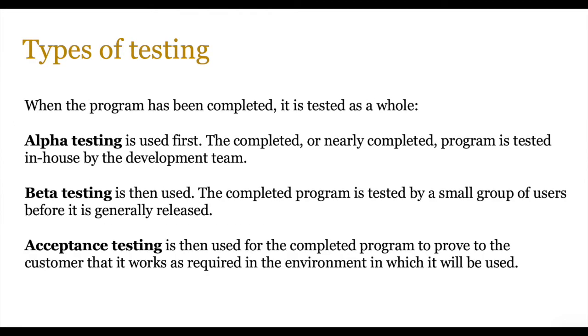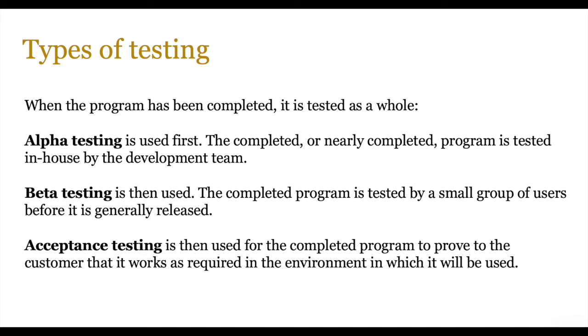So now you've finished off your program. The modules have been tested. You've got your integration testing going on. Stub testing was done. Everything works, hopefully. And at that point in time, you're going to go into alpha testing mode. In this one, the completed or nearly completed program is tested in-house by the development team. So you check everything, the program as a whole. Now, hopefully you found some bugs and you corrected them.